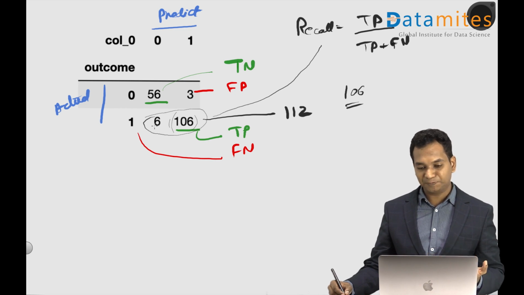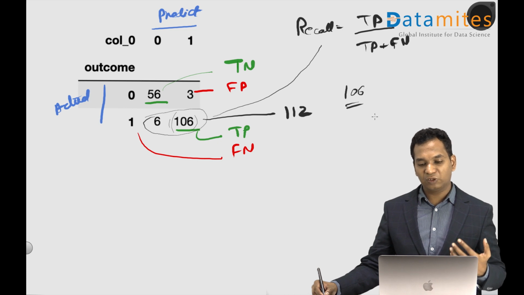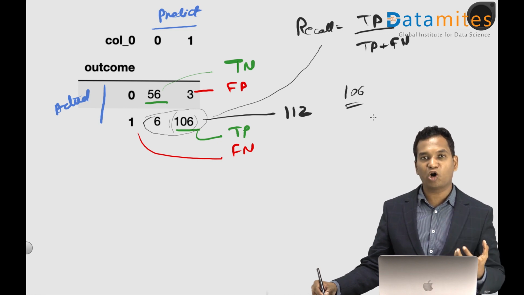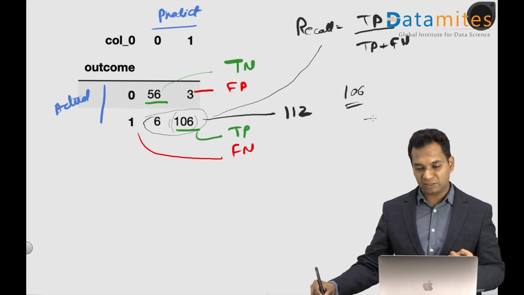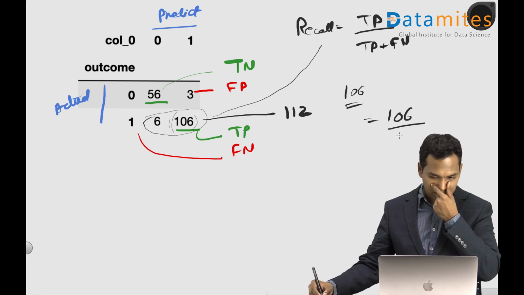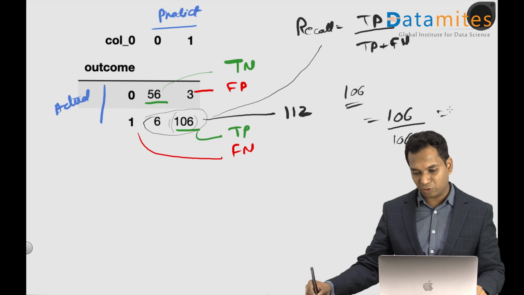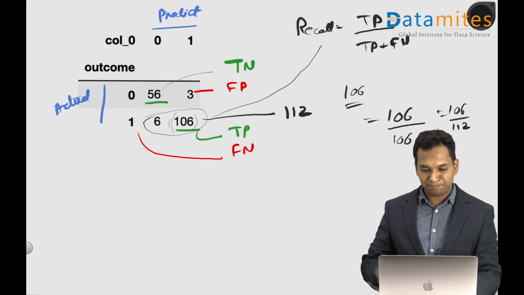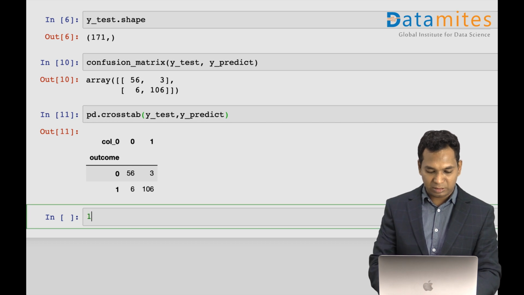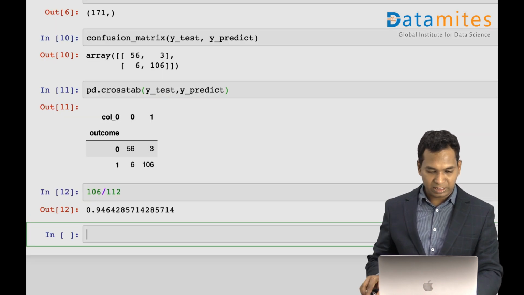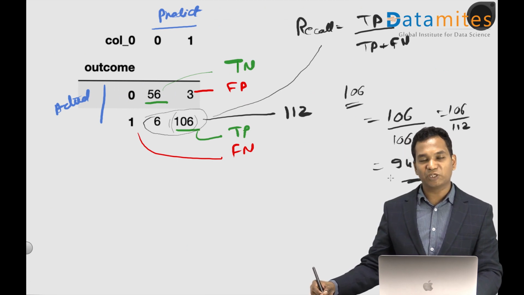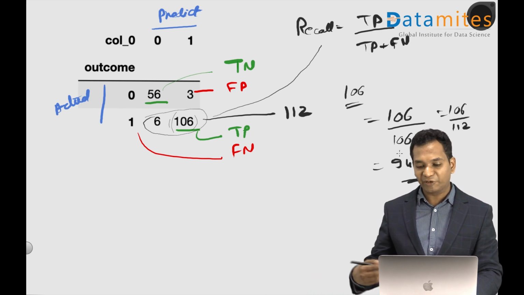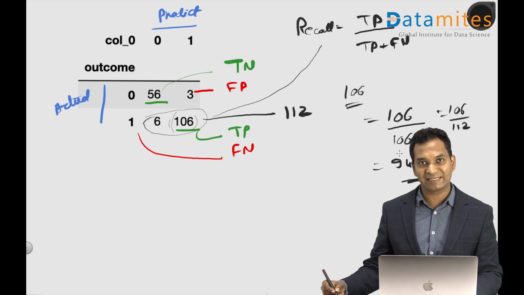So recall gives you a measure of what percentage of the positives you are able to recall. It's 106 divided by 106 plus 6, which is 112. If you do the math, you get 94.6. So 94.6% is the recall rate, which means we are able to recall 94.6% of the positive cases, or cancer cases.